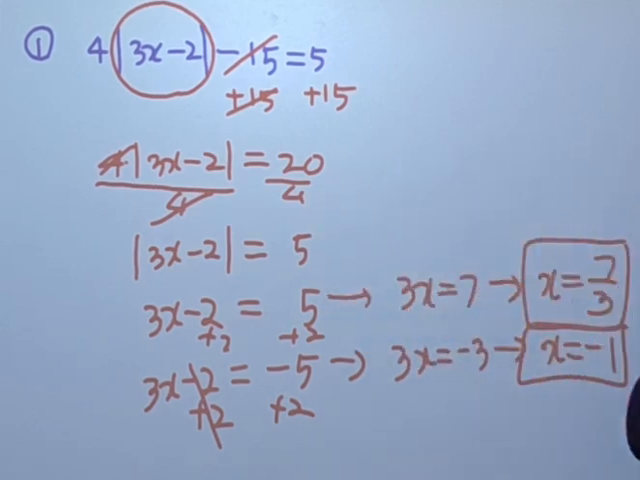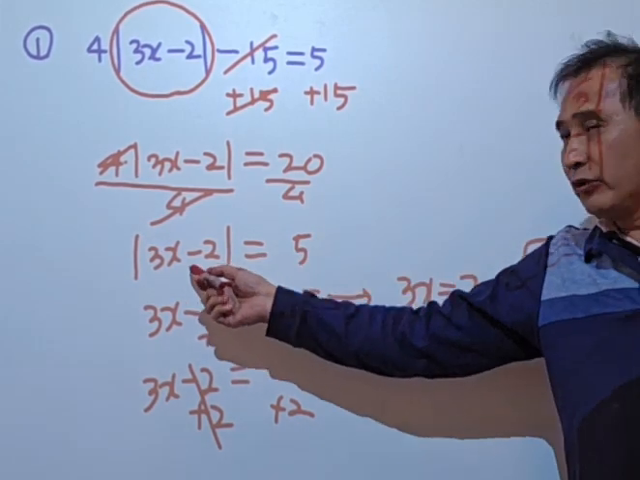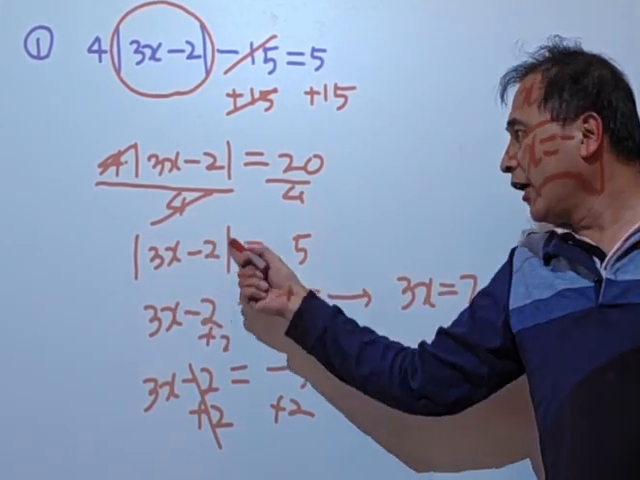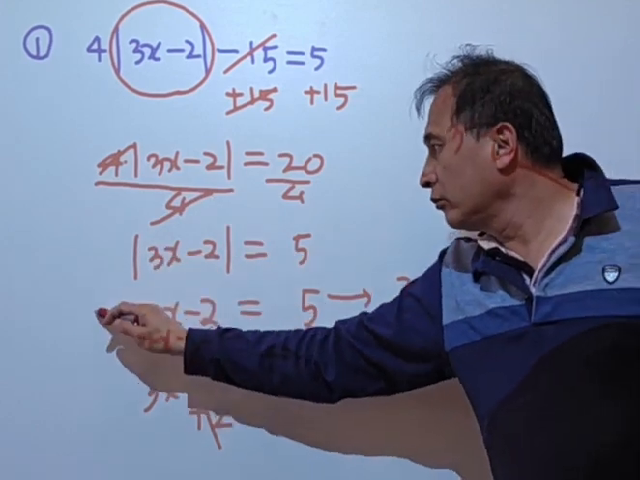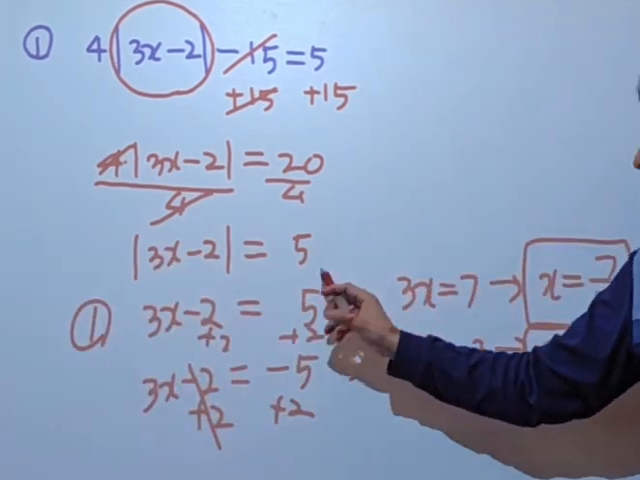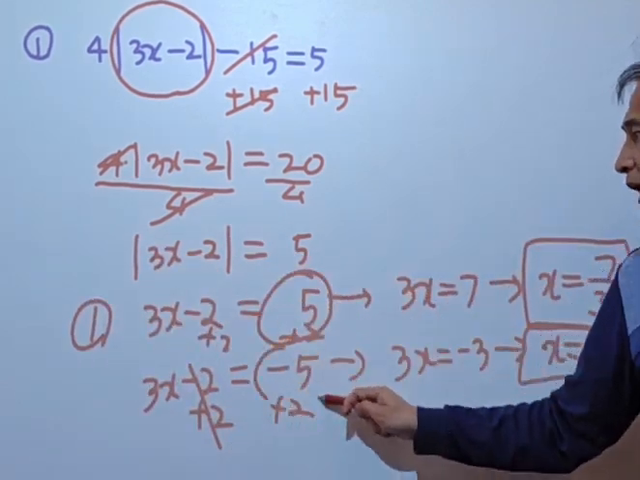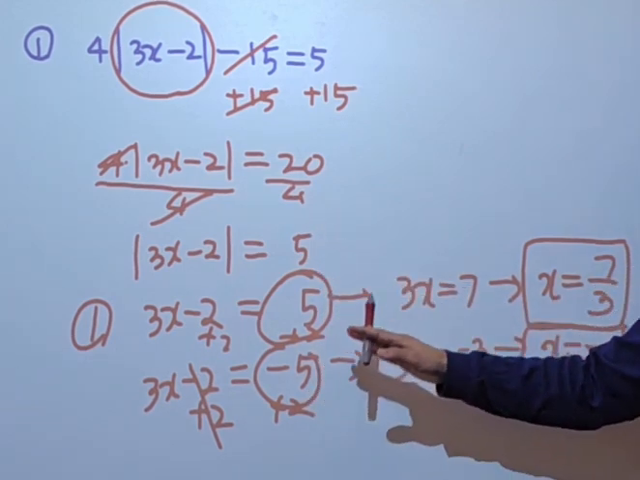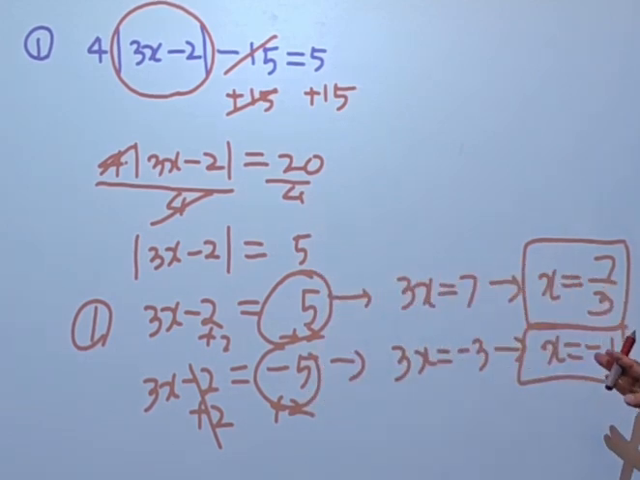But the first thing you need to do is isolate the absolute value. And after that, when you get your absolute value, there's a plus and a minus: one positive value and one negative value of that number. And solve each equation. Everybody got it up here? Okay.